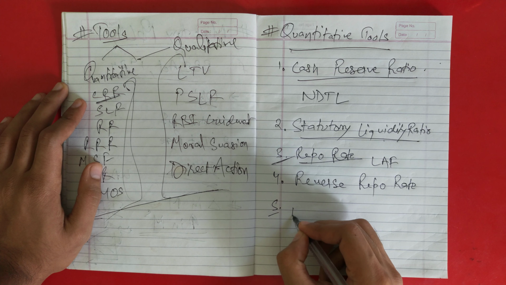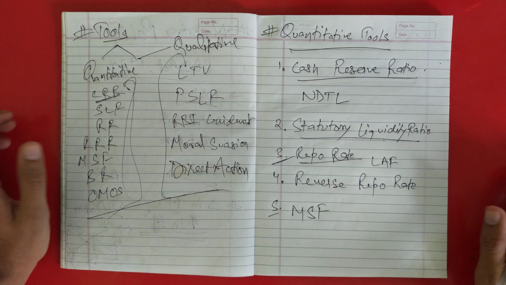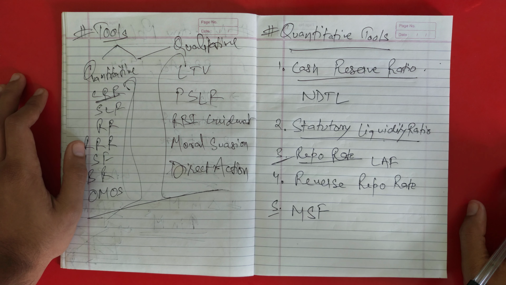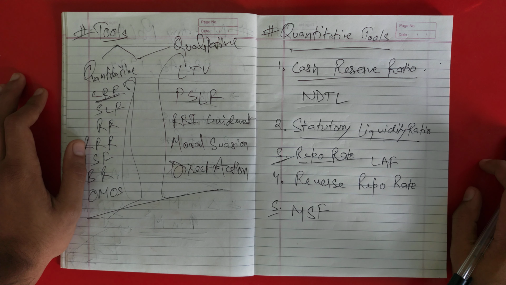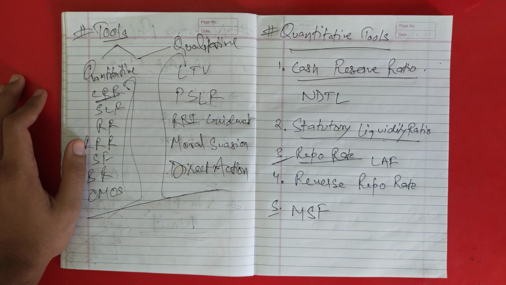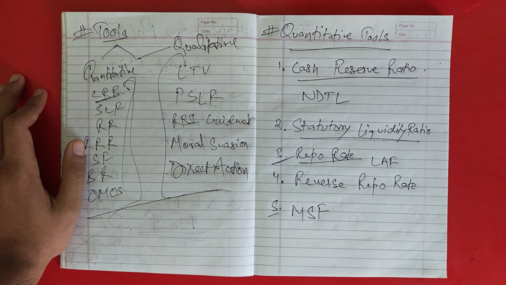Now fifth is MSF. MSF is marginal standing facility. It is the facility under which a scheduled commercial bank can borrow an additional amount of overnight money from the Reserve Bank by dipping into their statutory liquidity ratio, that is SLR, portfolio up to a limit at a penal rate of interest. What does it do? It provides the safety valve against unanticipated liquidity shock to the banking system.